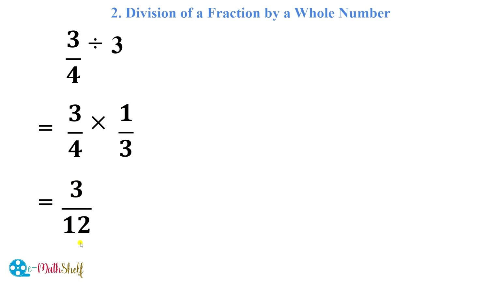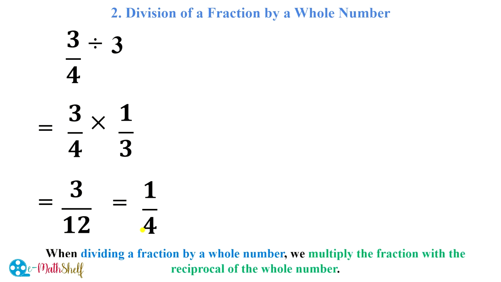To simplify the fraction 3 upon 12, we know that 3 and the number 12 are divisible by the number 3. Hence, we will get the fraction 1 upon 4. So, we see that when dividing a fraction by a whole number, we multiply the fraction with the reciprocal of the whole number. So, remember that when dividing fractions, we will always change the division sign into multiplication. And we will take the reciprocal of the divisor.